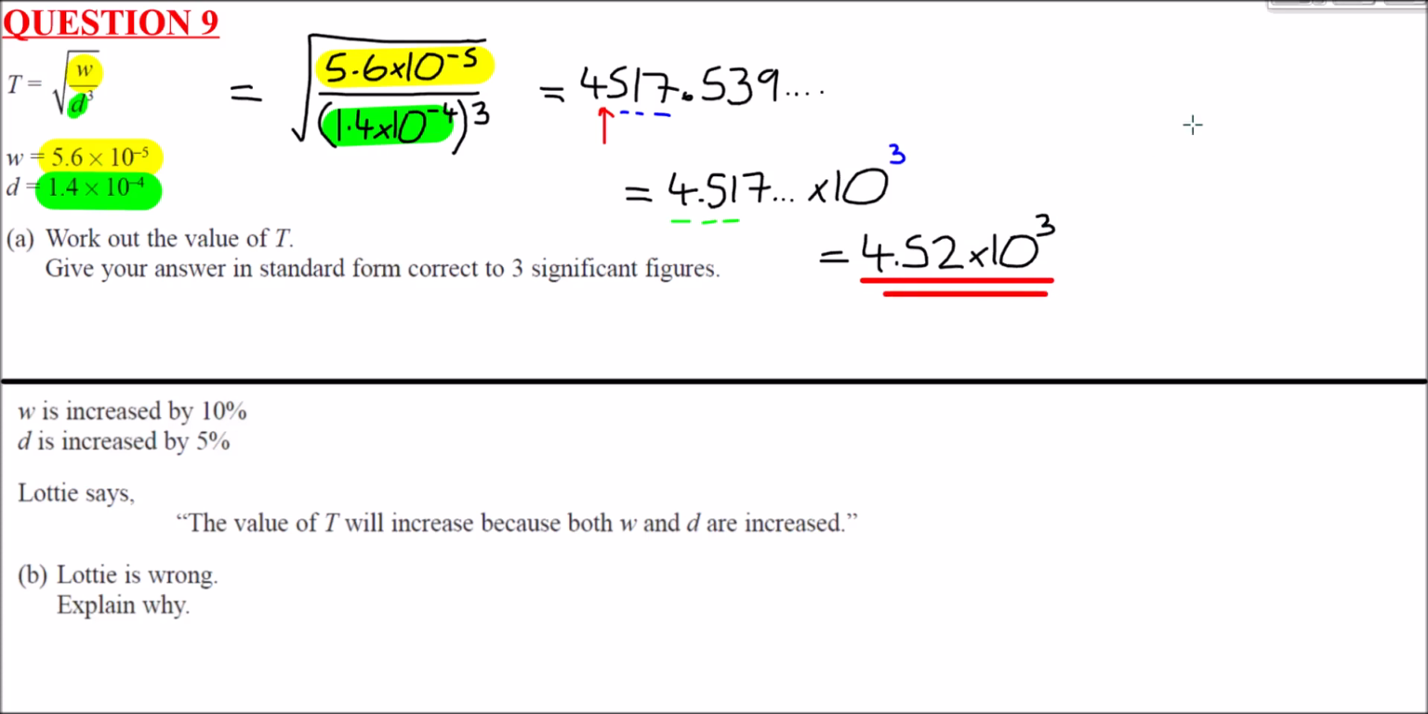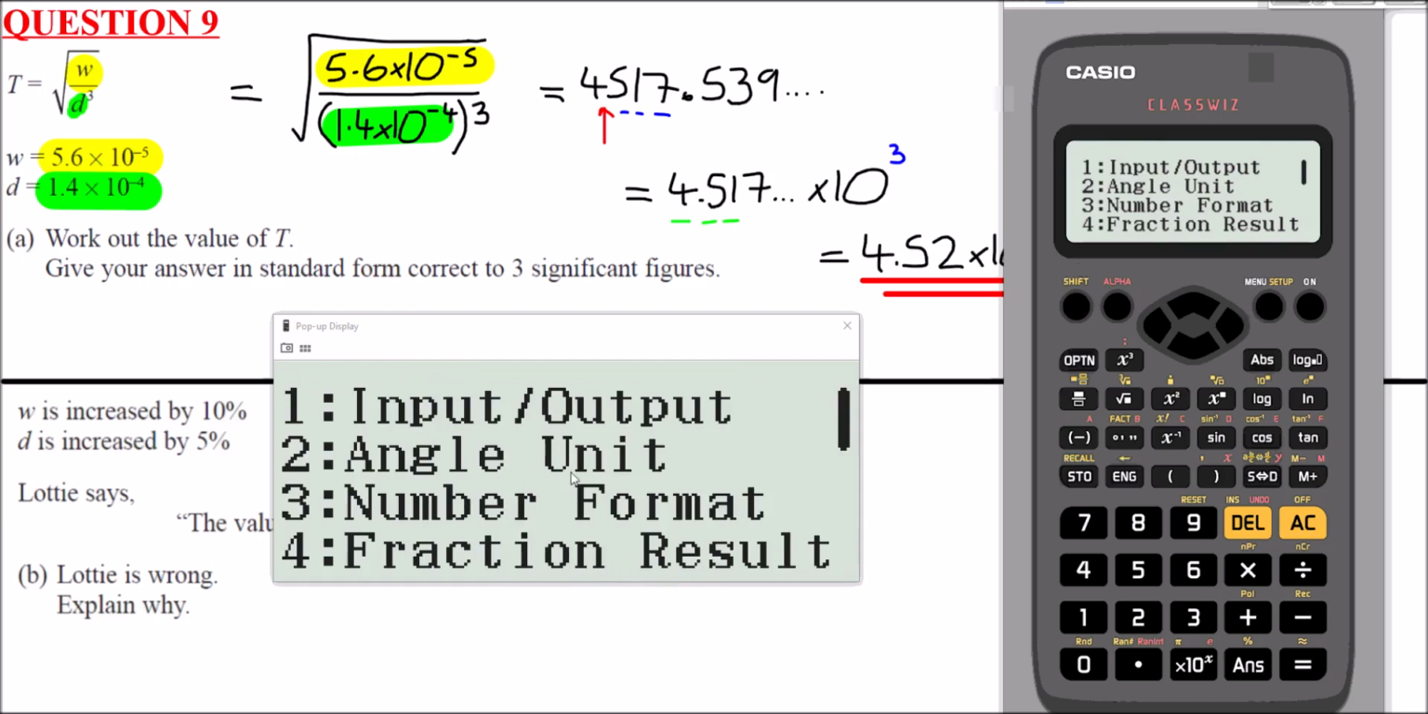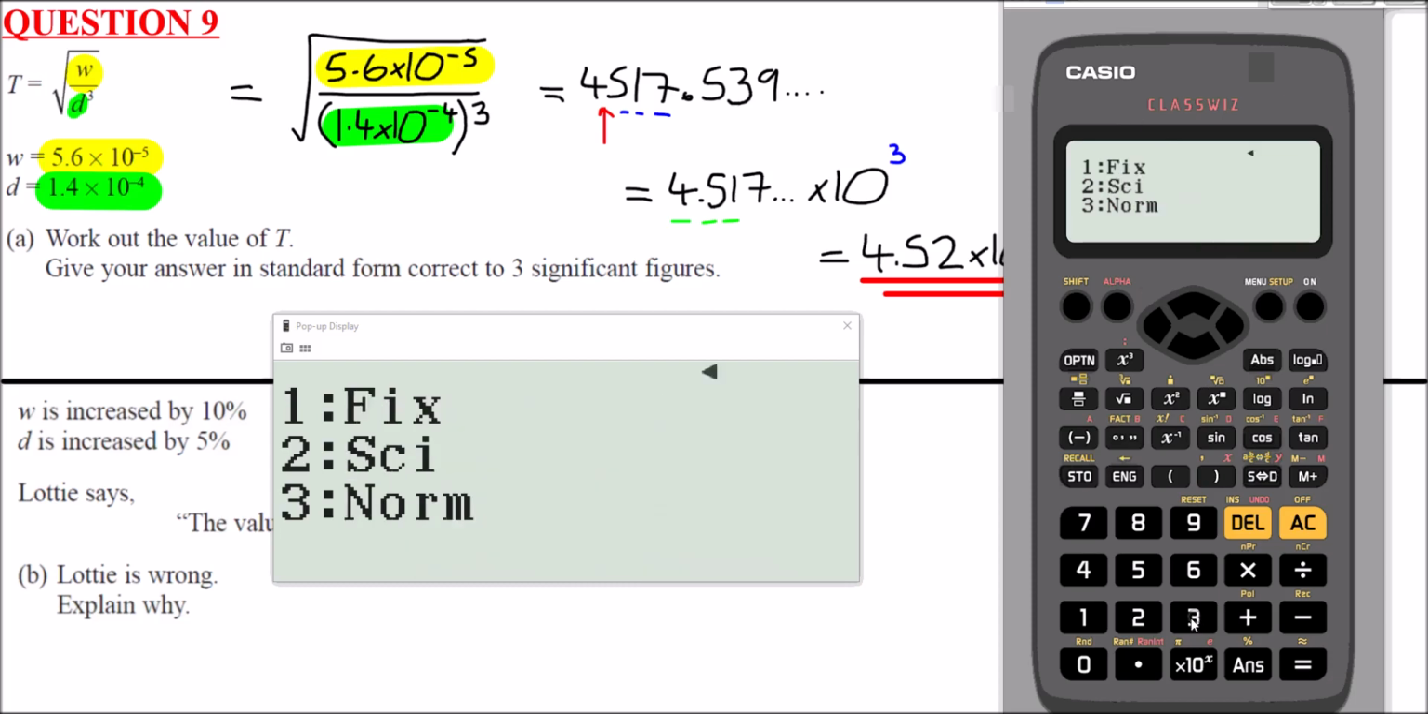So I did say I'd show you how to do it on a calculator. So here we go. We'd type in exactly the same way as what we have done. That's no different. What we would do though to get it in standard form is we press Shift menu, and you should have an option for number format. You'll have a similar one on your calculator if it's a different model. I'm just showing you this one, which is a very common GCSE model now. So number 3, number format.